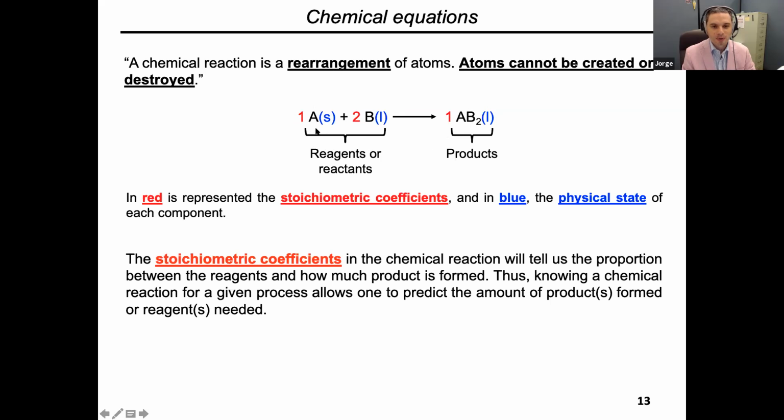For example, if you combine 1 mole of atoms of A with 2 moles of atoms of B, you are going to produce 1 mole of AB2 molecules. Okay, the stoichiometric coefficients always give you the proportions. And again, just look at this as a simple recipe.